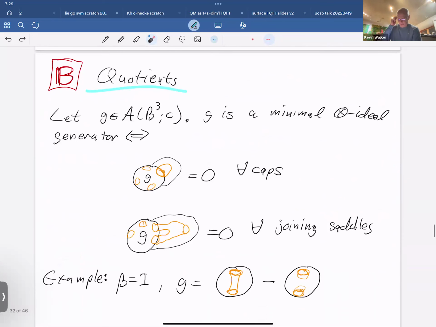Okay, so now let's say something that might be more interesting to topologists. What about quotients? We know for regular temporal Lie that we can classify the tensor ideals, and we get pretty interesting 3-manifold invariants by modding out by that tensor ideal. And so here what I want to do is I will classify the tensor ideals, but I'm not sure what to say about the corresponding manifold invariants.